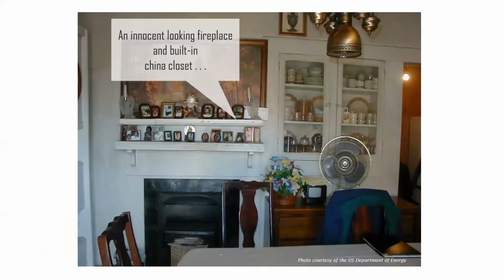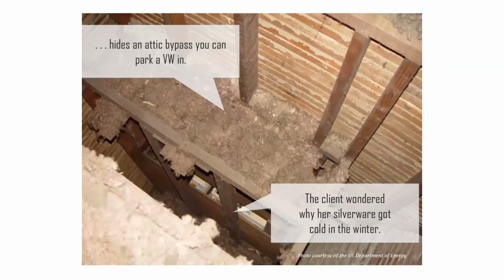Built-in cabinets of older homes can be the source of significant air leakage. A view of this from inside the attic would reveal this, an extreme case of an attic bypass where outside air moves freely from above and below the home. Can you see in this picture that you can actually see the contents of a drawer down there from inside the attic? And the client wondered why her silverware got cold in the winter.